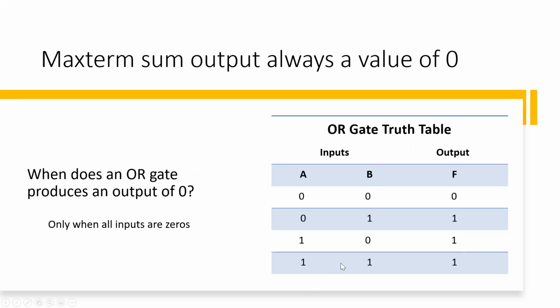As a reminder of the OR gate truth table, the only time the OR gate will output a value of 0 is when all of the inputs to the OR gate are 0. In this truth table, we have two inputs, A and B. You can see in this first line, the OR gate output F is a 0 when both of the inputs are zeros. Otherwise, when either one or both of the inputs are ones, our output is a 1. So remember, the OR gate only outputs a 0 when all of the inputs are 0. That means when we form max terms, all of our inputs to our OR gate will have to be 0 in order to output that value of 0.